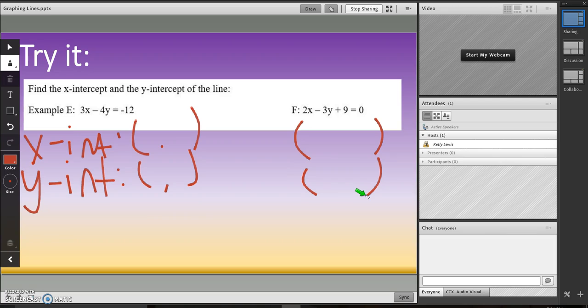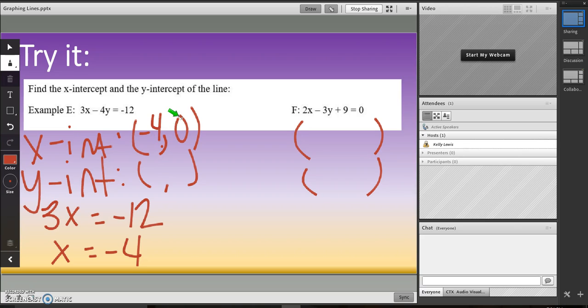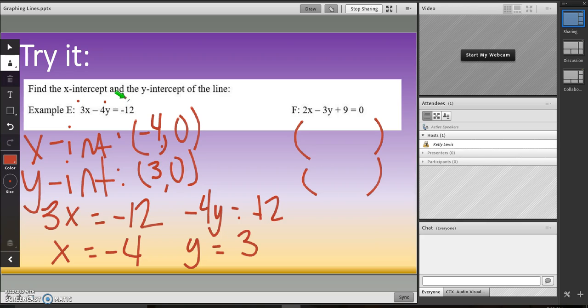If I want the x-intercept, I'm going to plug in 0 for y, and when I do that, I get 3x equals -12. The y term goes away. Then I divide by 3, so I get x equals -4. So I get -4, 0. Then I need to do the y-intercept. When I do the y-intercept, I plug in 0 for x. I get -4y equals -12. Then I divide by -4, so I get y equals -12 divided by -4, which is 3. So I get 0, 3. It just happened that these were flip-flopped.